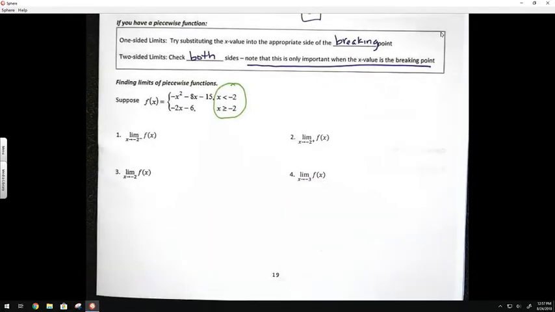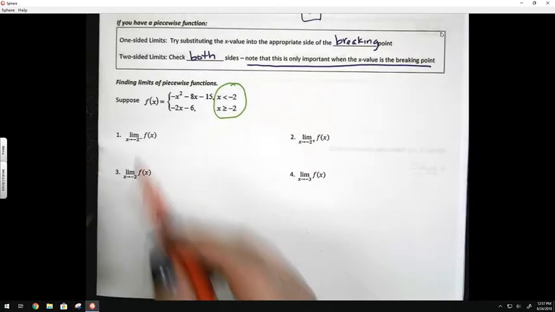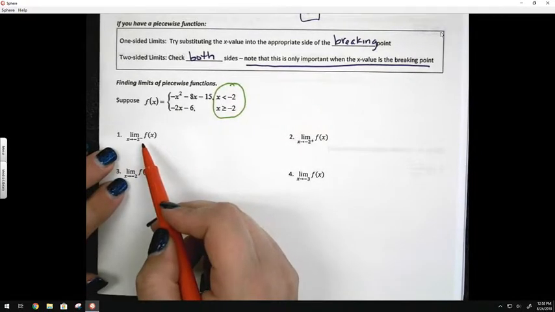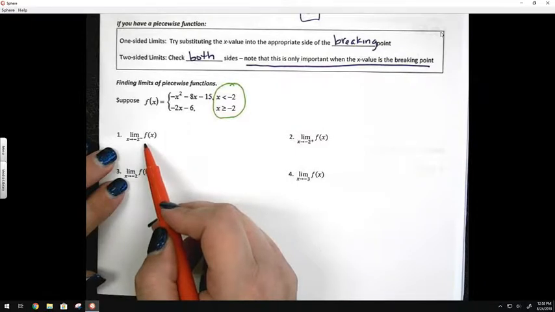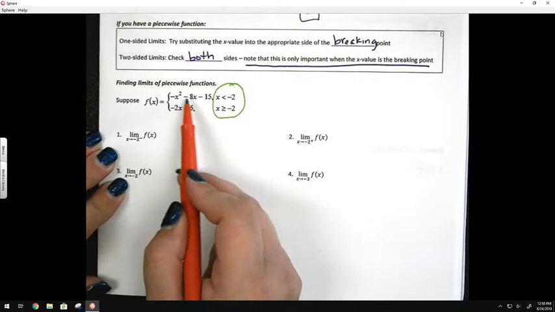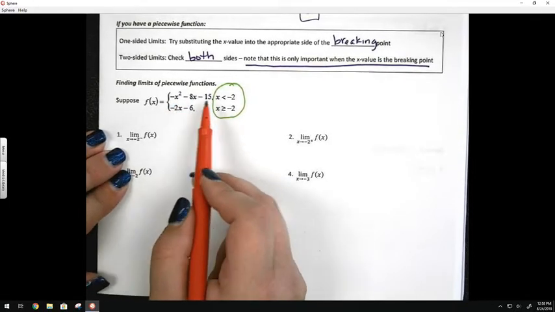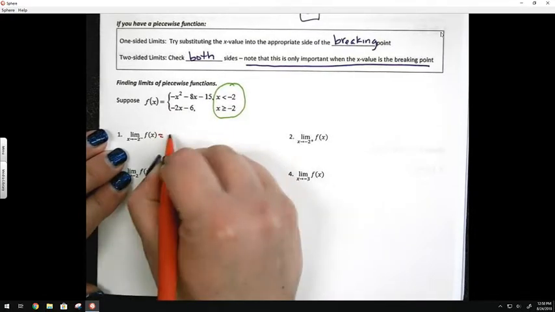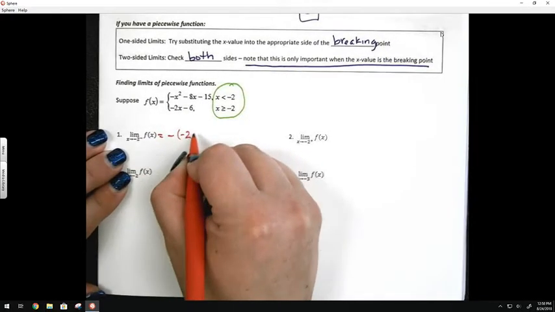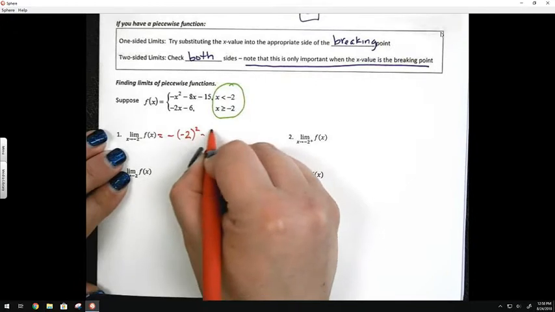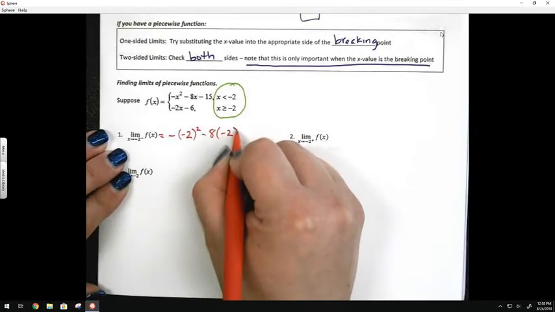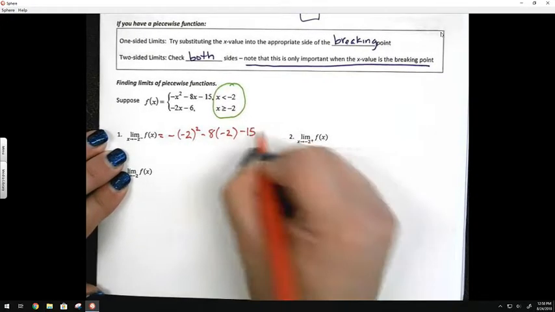So let's take a look at the first one. The limit as x approaches negative 2 from the left. Well, that means that we want to look at when x is less than negative 2, which means we want to focus on the parabola portion. So we're going to take the negative 2 and plug it into the parabola. So negative 2 squared minus 8 times negative 2 minus 15.